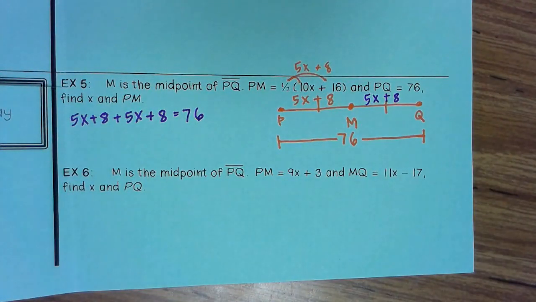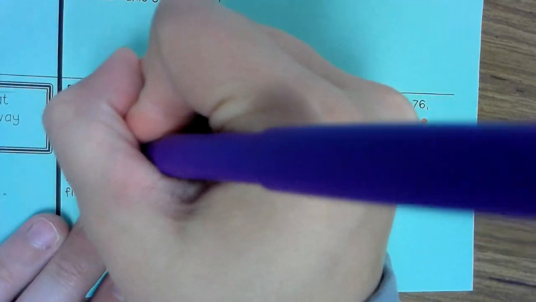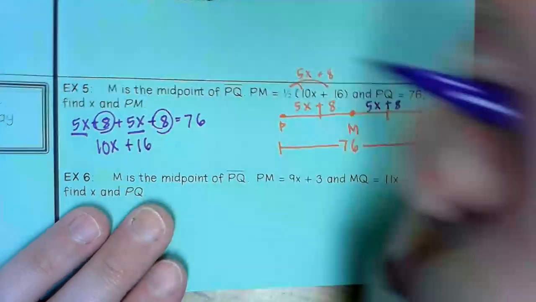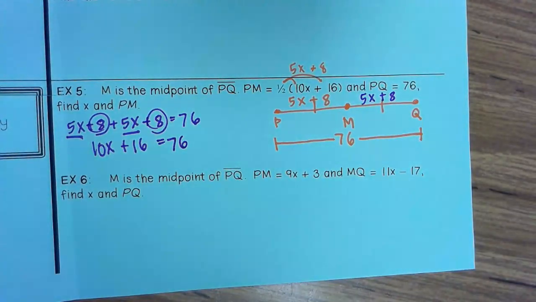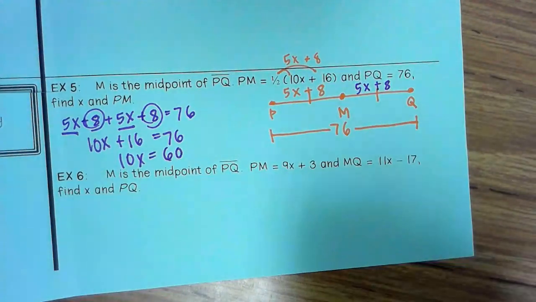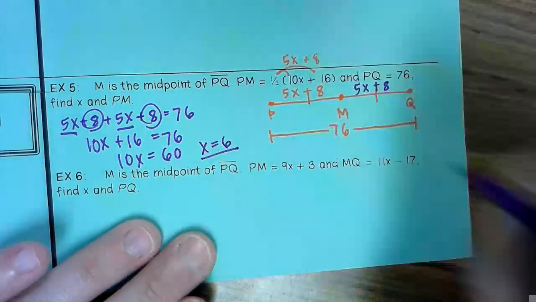All right, so I'm going to start by combining like terms as always. 5x and 5x is 10x. 8 and 8 is 16. Equals 76. I can subtract 16 on both sides. So 10x is equal to 60. Divided by 10 on both sides, and so x must be equal to 6.